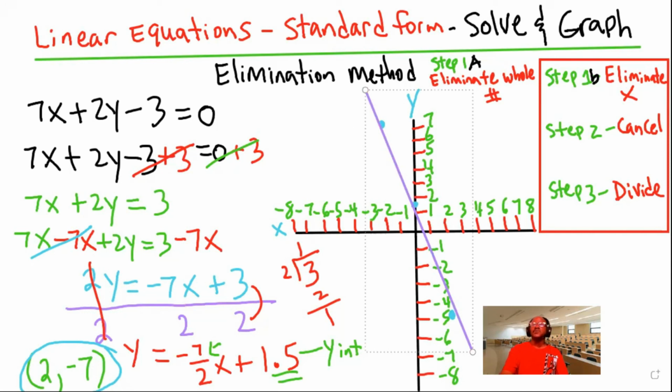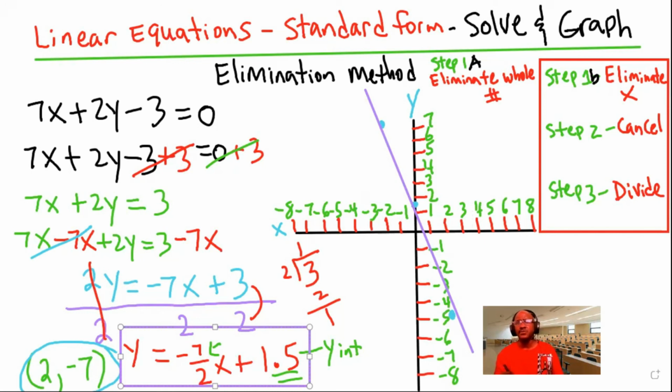So now our answer is right here, and our graph is right here to the right. So this is how it's graphed out. And if you got that, give yourself a round of applause. Great job. You win.